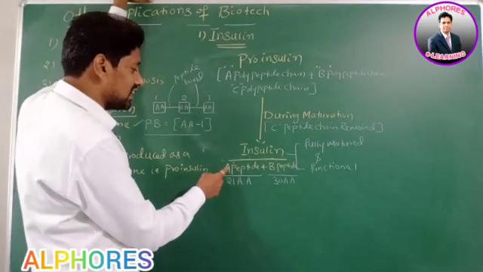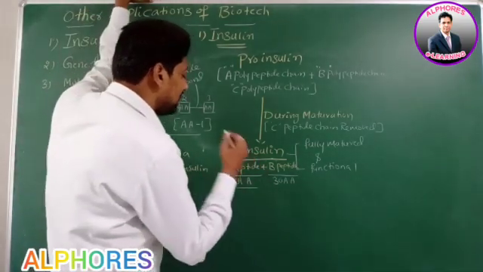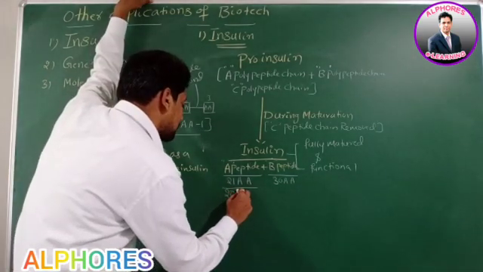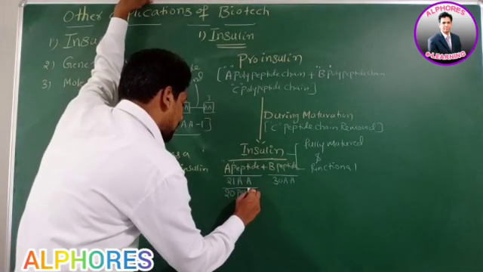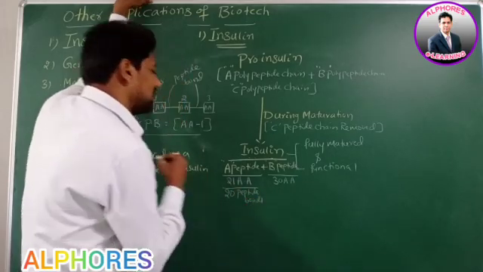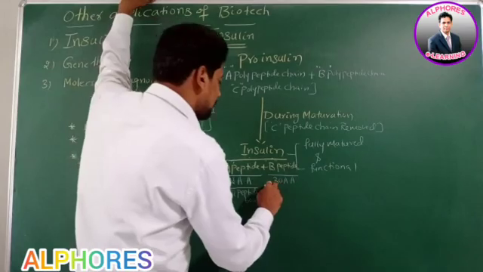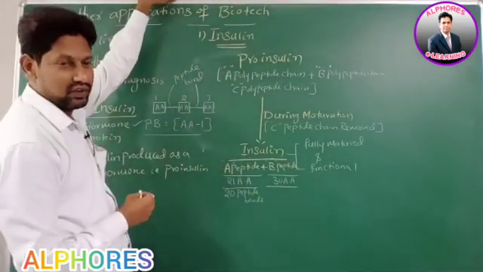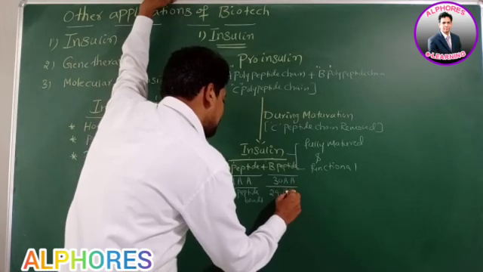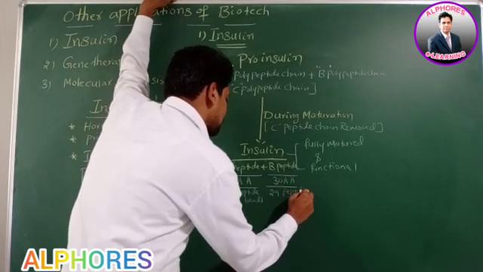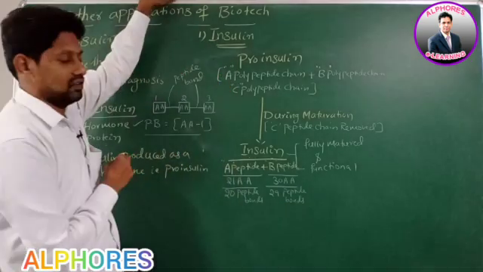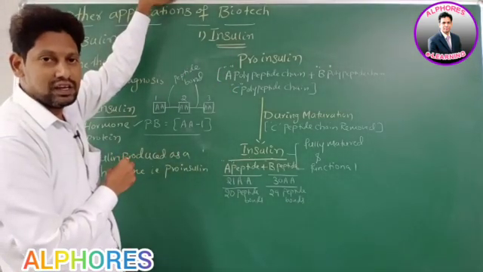We are saying that A peptide chain is with 21 amino acids. Therefore, the number of peptide bonds becomes 20 peptide bonds. B peptide chain contains 30 amino acids, which means 29 peptide bonds. Is this statement okay? Clear?